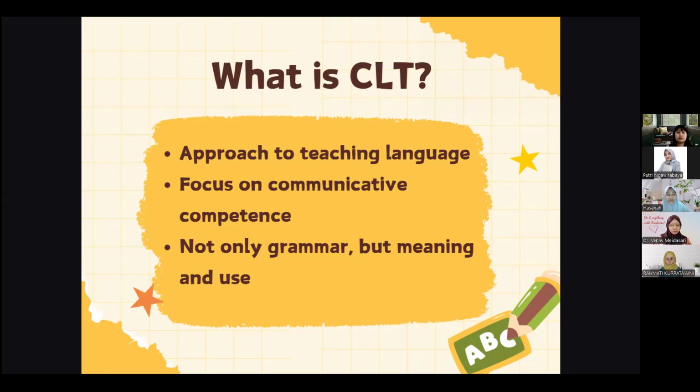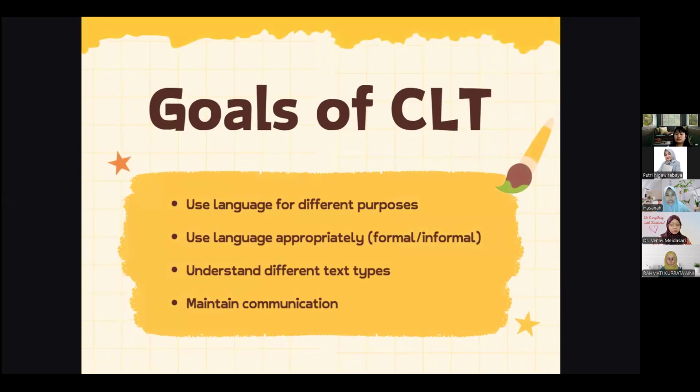Some important principles. First, fluency is often prioritized over accuracy, especially in early communication. And the second, mistakes are acceptable as long as the message is understood. And the third, activities focus on real communication, not just memorization. For example, students might give opinions about a story, share personal experience, and discuss problems and find solutions together.